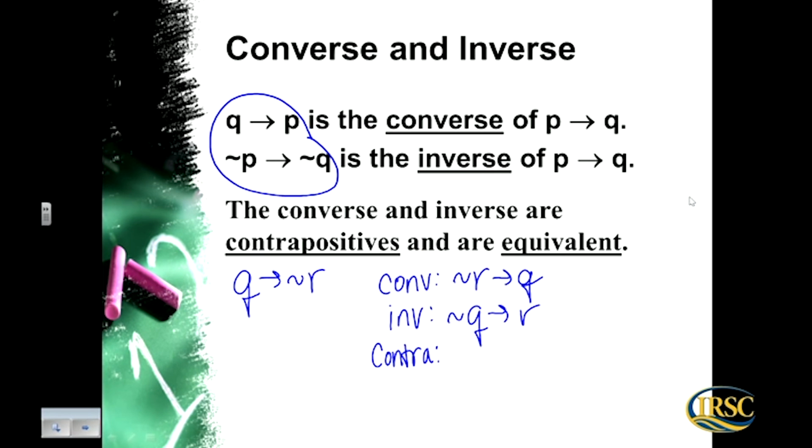And then the contrapositive of that original, reverse it and negate. Good. Okay, so we're going to start out with an R. If R, then not Q. Good. So any questions on either of those three?